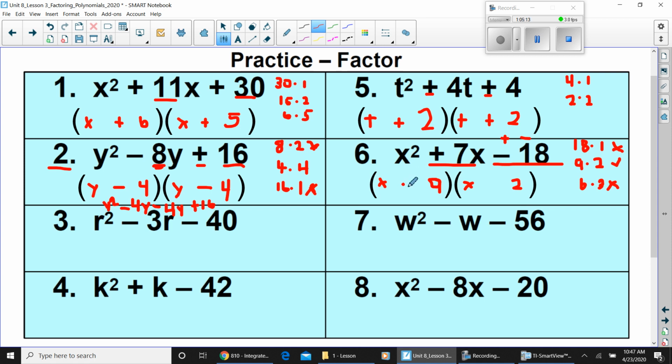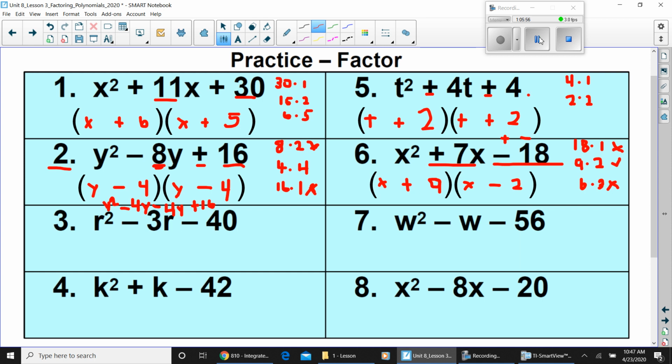All right? Now, I'm going to put negative 9 and a positive 2. Take a look. Negative 9 times 2 is negative 18. Negative 9 plus 2 is negative 7. That does not work. So what I'm going to do is change this plus, and I am going to change this to a minus. And let's see if that works. You're going to make that mistake. 9 times negative 2 is negative 18. 9 minus 2 is 7. That's correct.